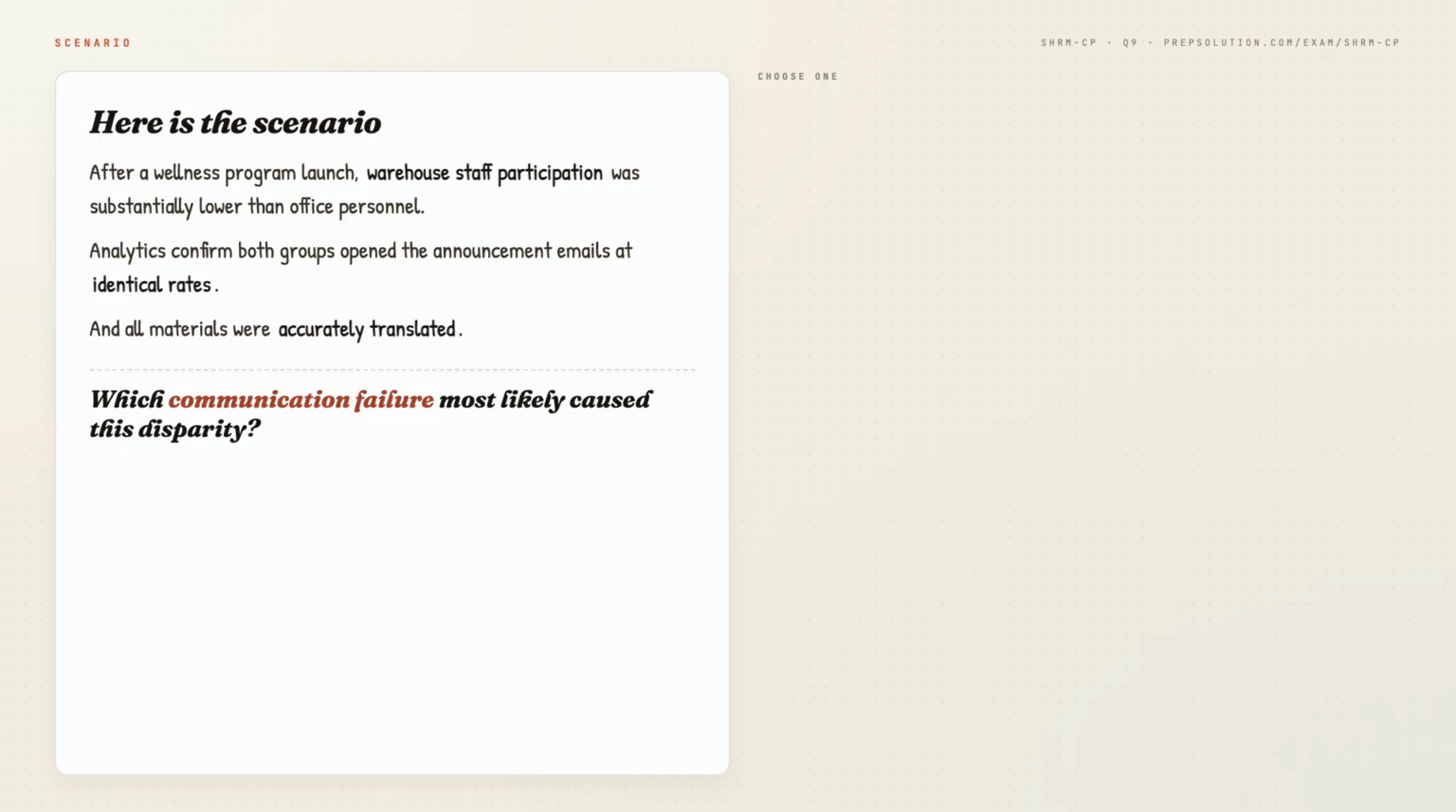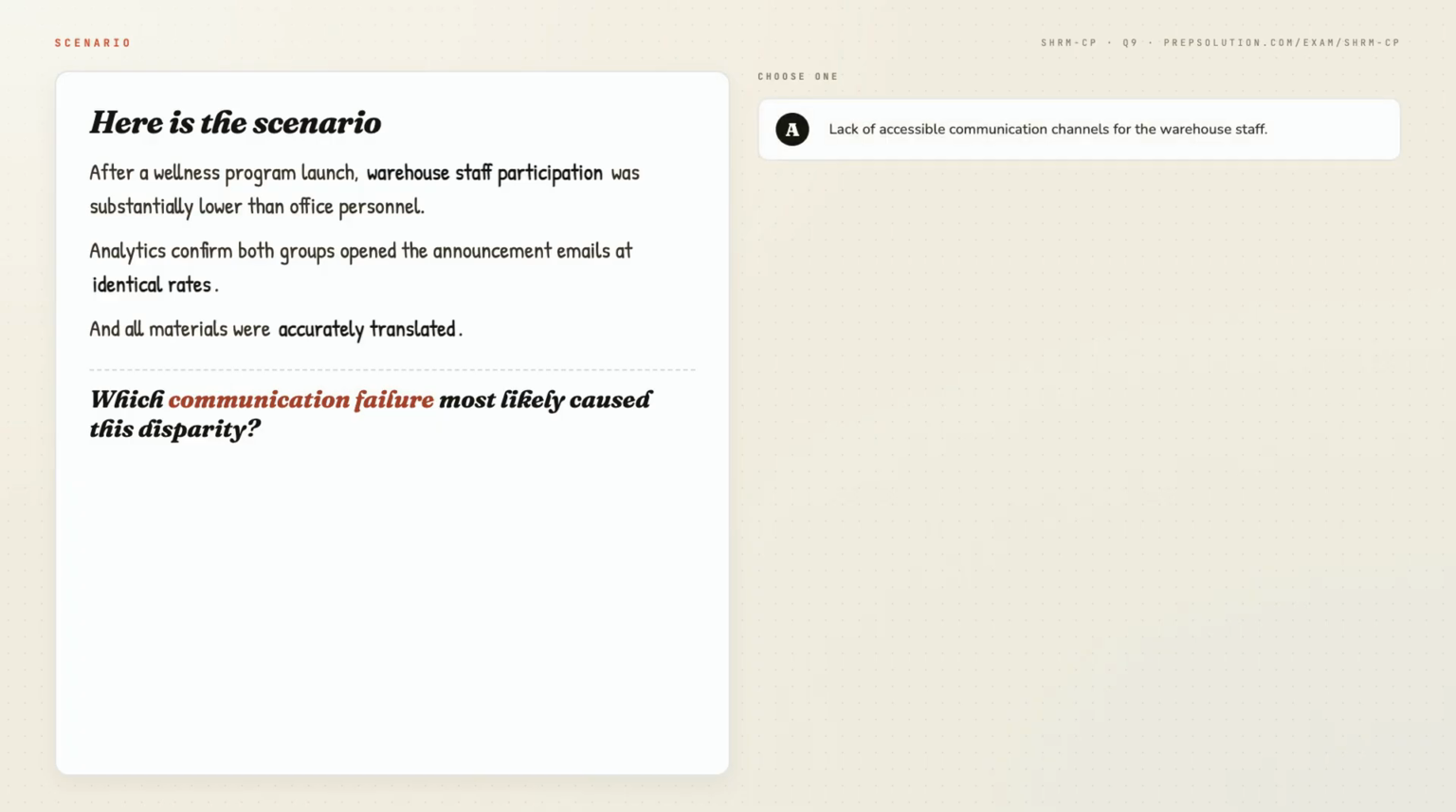Here is the scenario. After a wellness program launch, warehouse staff participation was substantially lower than that of office personnel. Analytics confirm both groups opened the announcement emails at identical rates, and all materials were accurately translated. Which communication failure most likely caused this disparity?